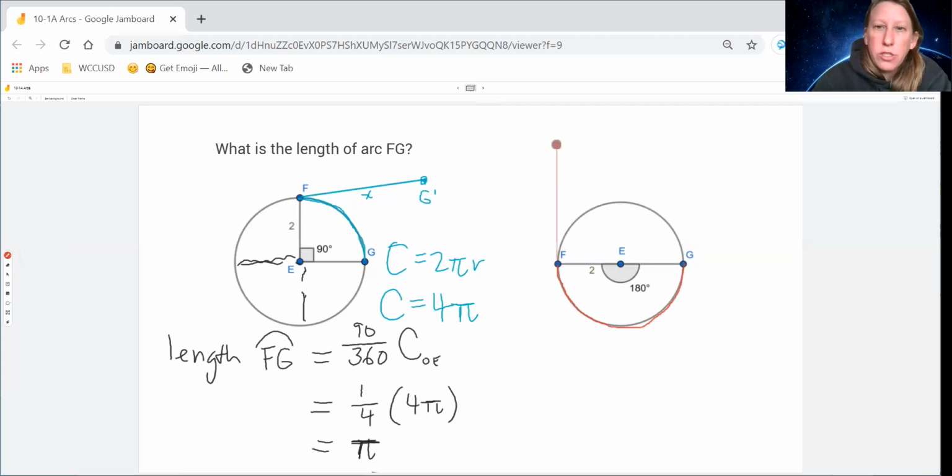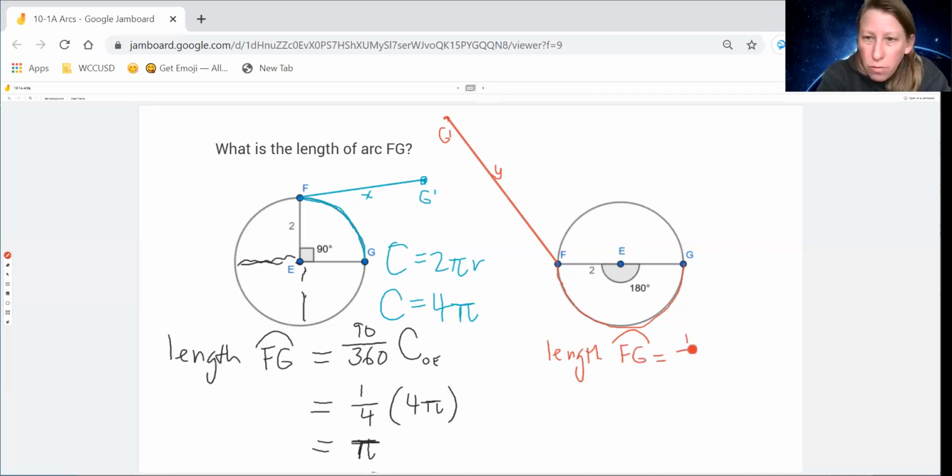But we're going to take that and stretch it straight. So there's F and maybe there's G prime over there. If I pull this around this way and I want to know how long that is, I'm going to call that Y. I know that the length of arc FG, well, it's a semicircle. It's halfway around this circle because 180 out of 360 is half the circle. So in this picture, the length of arc FG is exactly half the circumference, half 4 pi. On this problem, it is 2 pi.